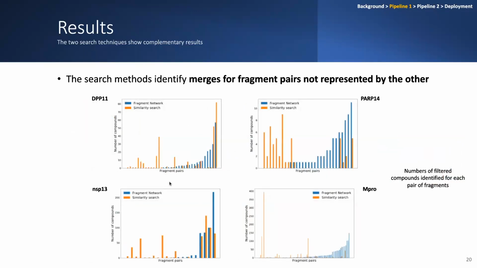These plots show for each target, for each fragment pair, the number of filtered compounds that are being identified by each search technique. The Fragment Network again in blue, and similarity search in orange. One of the things that you can see, which is quite striking, is that for a lot of fragment pairs for each target, one search technique seems to identify filtered compounds while the other doesn't, and vice versa, which again seems to support this notion that they're complementary and seem to perform better for different types of merging opportunity.